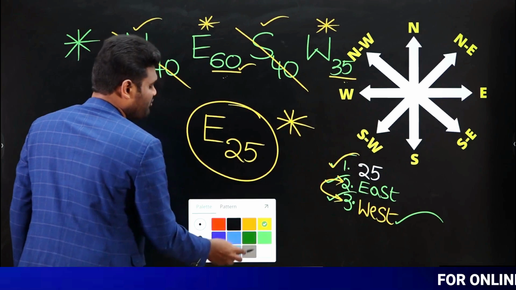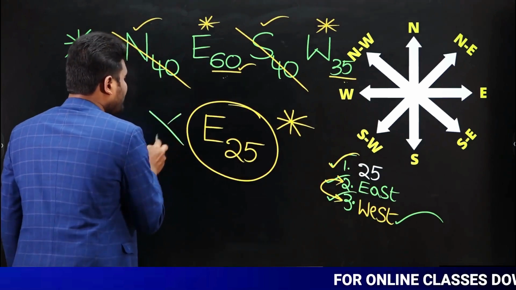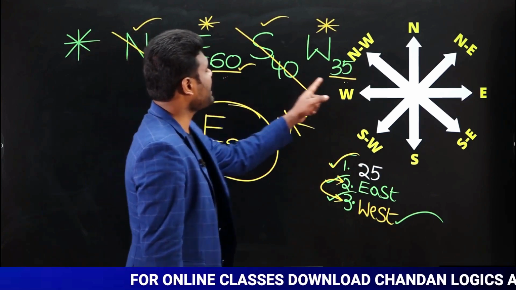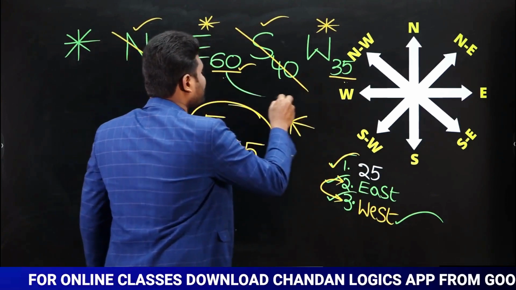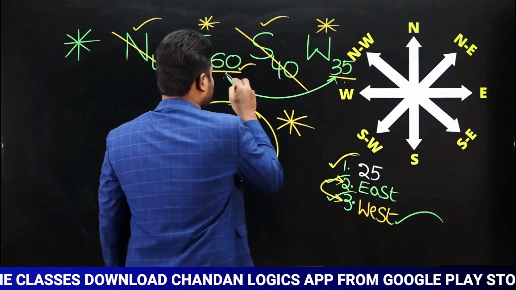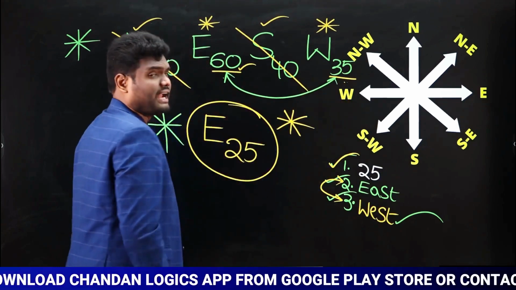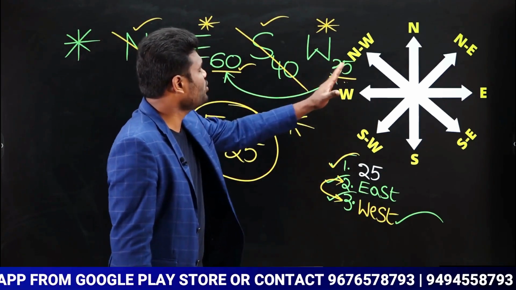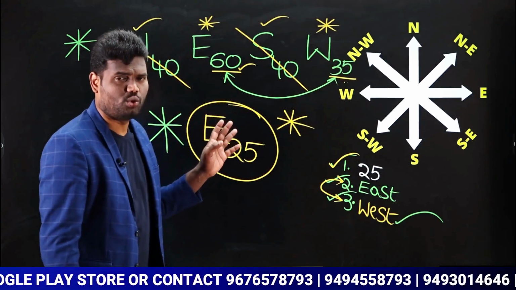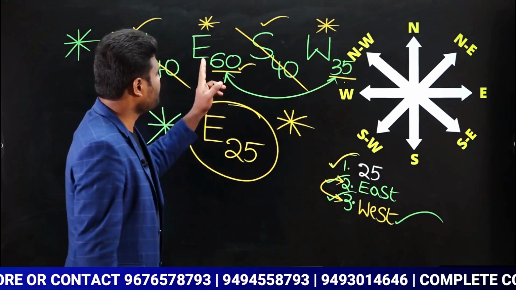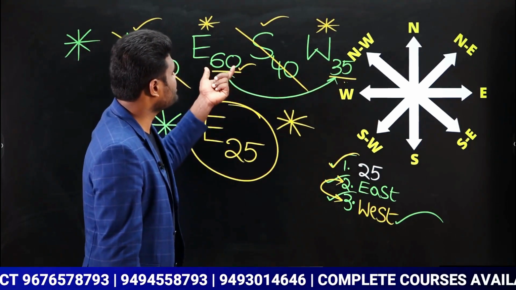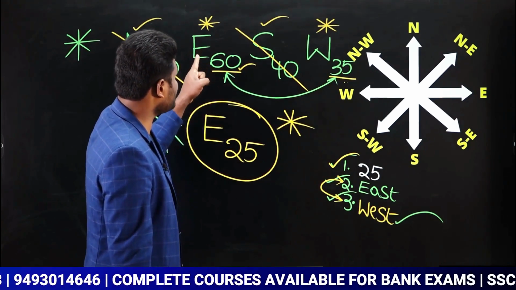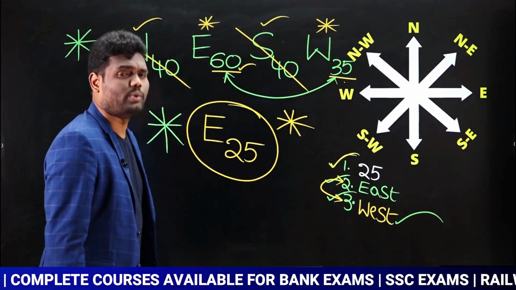East 25. A very, very important point: you need to subtract and write the distance. After subtracting and writing the distance, you need to know the direction also. Direction is nothing but the maximum value out of these two. Here the maximum value is 60. As the maximum value is 60, and the direction of 60 is east, the answer is east 25.